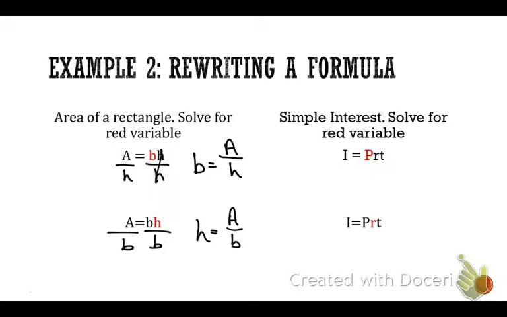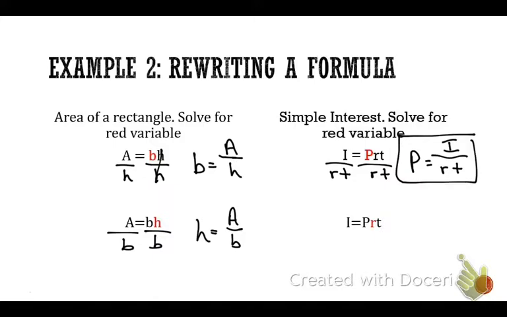Okay, so now what if I had more than one term connected to the variable I'm trying to solve for? What do you guys think I'm going to do? Divide by both terms. Divide by r and t on both sides. So if I wanted to solve for P, which stands for principal, it would be the interest divided by the rate times the time. And you're going to learn more about simple interest later on. Right now, all we are doing is manipulating the formula.